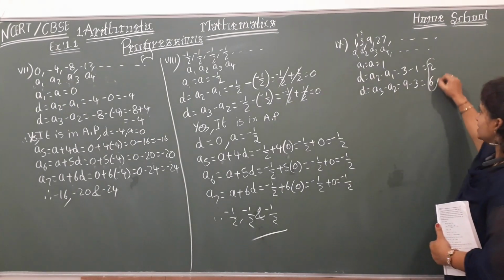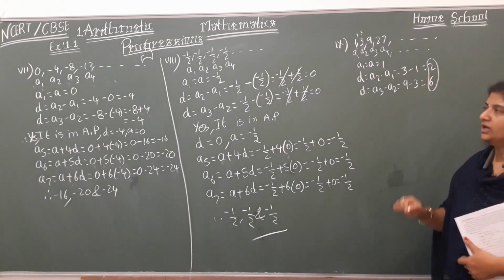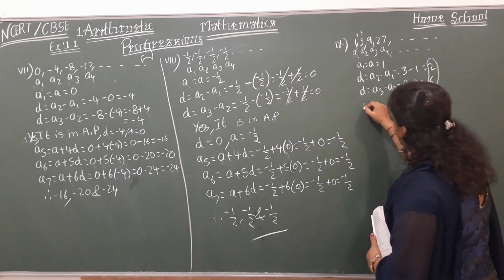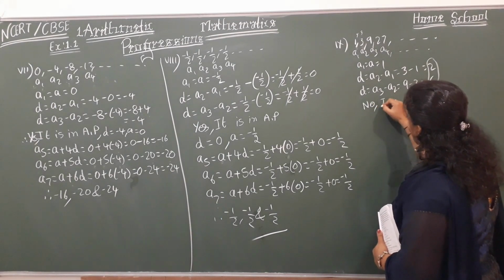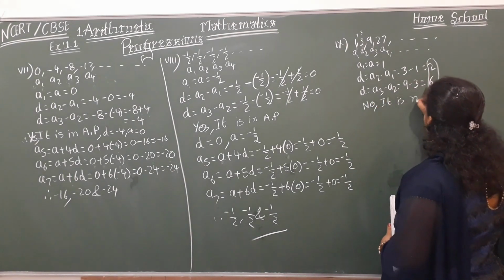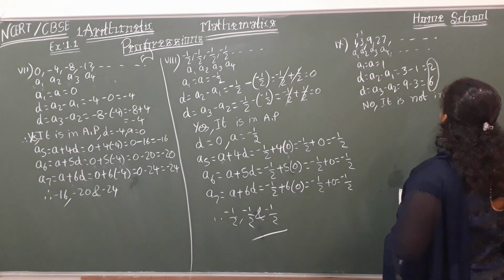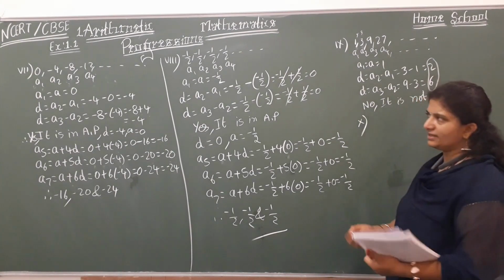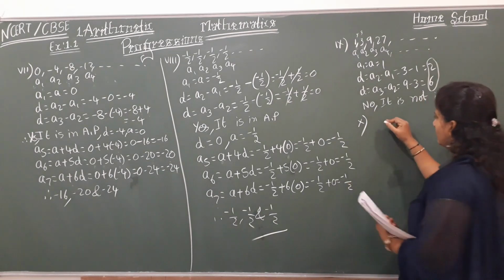Therefore, the D is not constant. D is not having a fixed value. Therefore, the given sequence is not in arithmetic progression. So, quickly let's move on to the 10th problem.